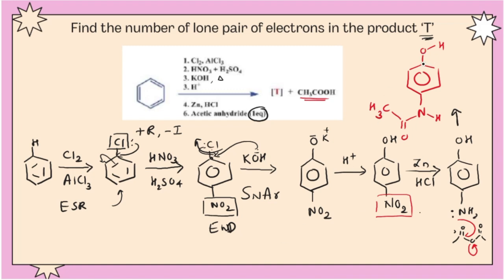For that you should be familiar with the Lewis dot structure. The Lewis dot structure will tell you that on oxygen there are 2 lone pairs of electrons. Nitrogen is trivalent, that means there is 1 lone pair, and don't forget about this oxygen. So there will be 2 lone pairs. So altogether 1, 2, 3, 4, 5. There are 5 lone pairs of electrons on the final product T.